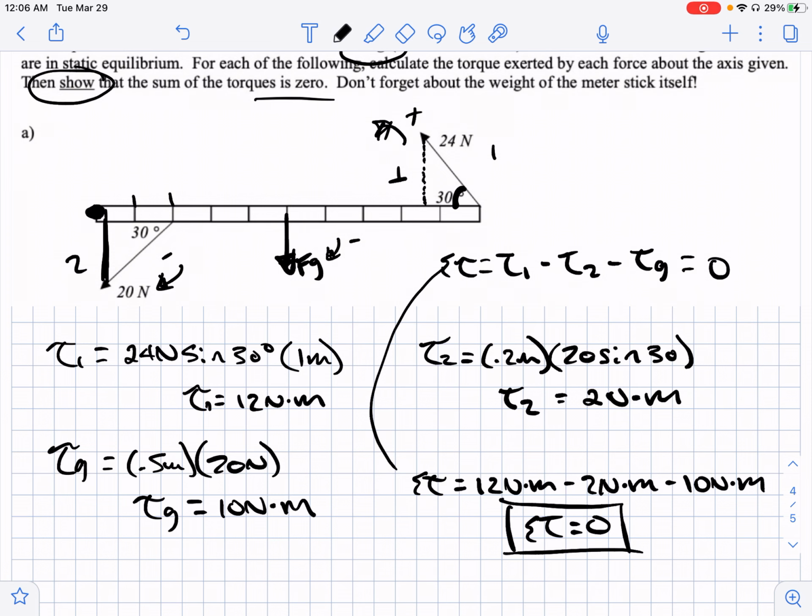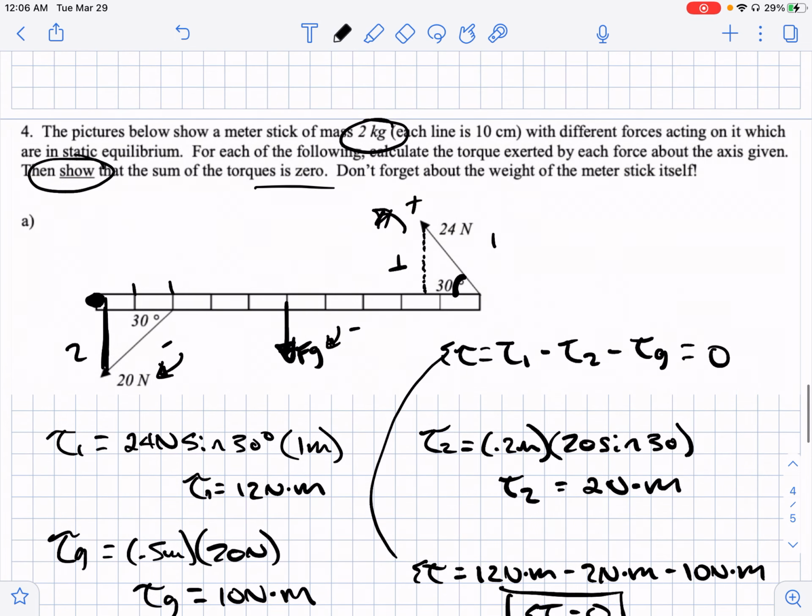To sum everything up, the general steps in solving these problems are: first, identify your axis of rotation. Once you do that, draw in the weight of the object so you don't forget about that torque. Then you can build your net torque equation, and from there you can start solving for whatever the problem wants you to solve for, whether it's an unknown force or something like that.